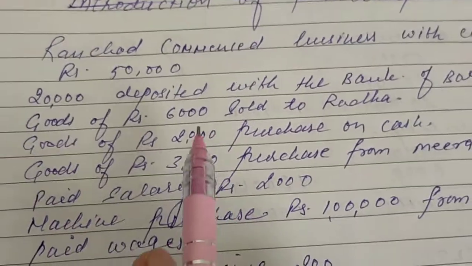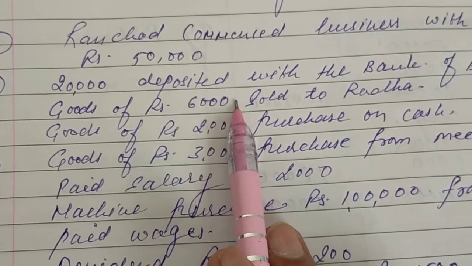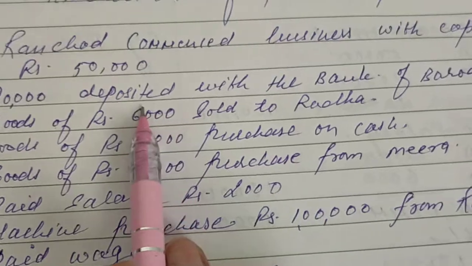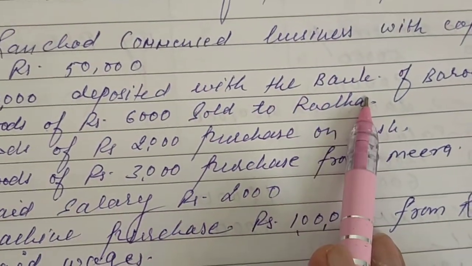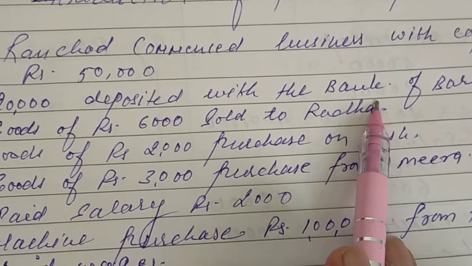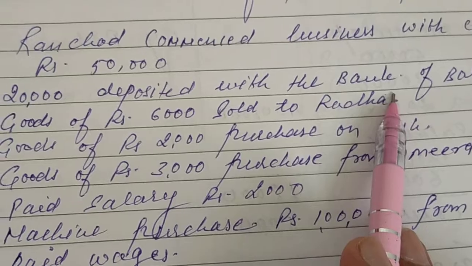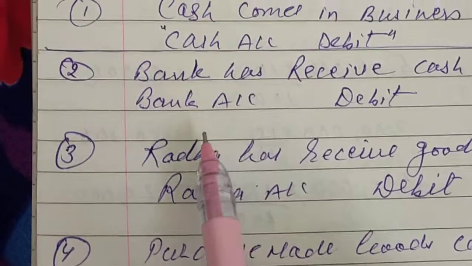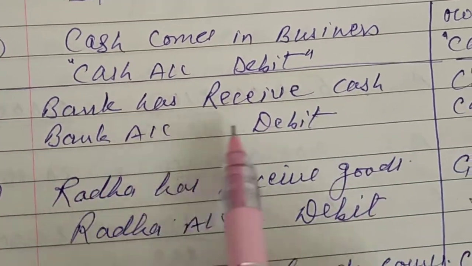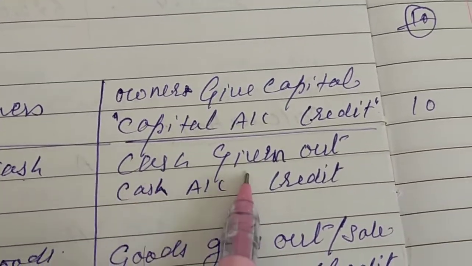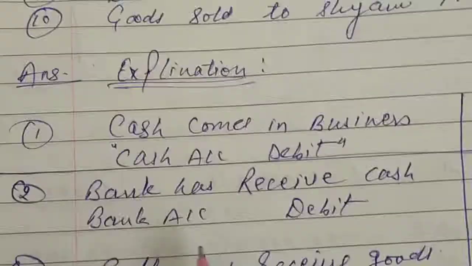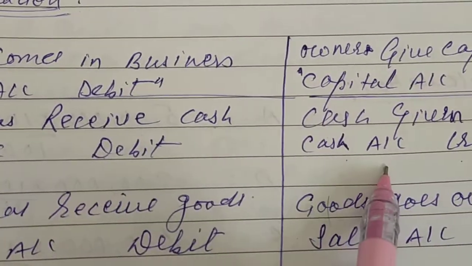Second thing, 20,000 deposited with the Bank of Baroda. So here, first of all, we have to see who is the receiver. Receiver is the bank, so bank will be debit, and what goes out from the business? Cash goes out from the business, so cash will be credit. So here the explanation: bank has received cash, so bank account debit, and cash is going out from the business, so cash account credit. So the entry will be made: bank account debit to cash account.